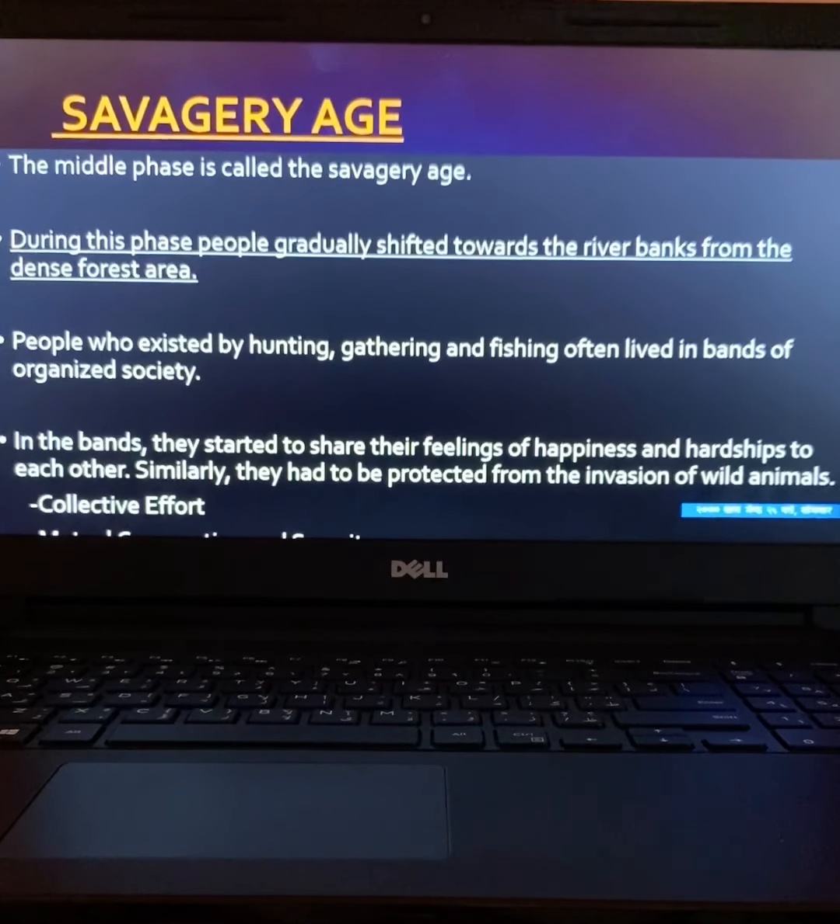During this phase or stage, people gradually shifted towards the river bank from the dense or thick forest area. People who existed by hunting, gathering and fishing often lived in bands of organized society. In the band, they started to share the feeling of happiness and hardship with each other. Similarly, they had to be protected from the invasion of wild animals. Collective effort.